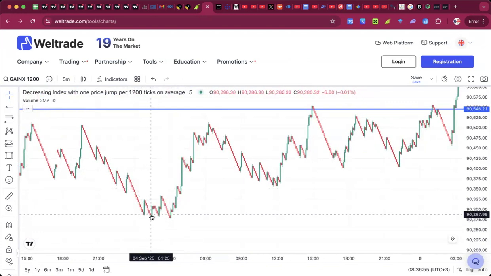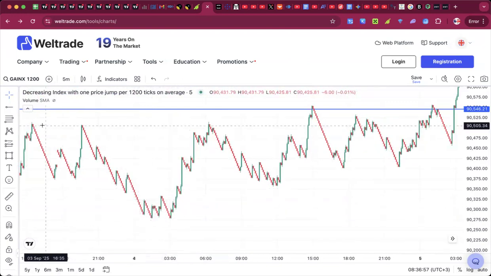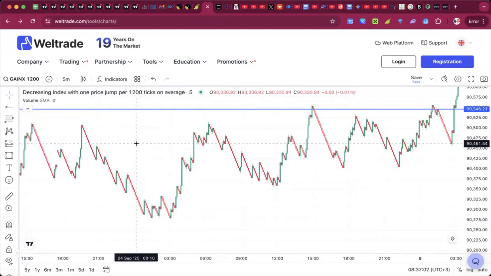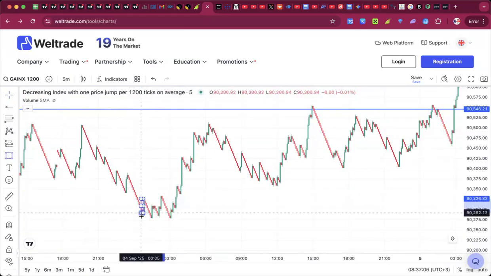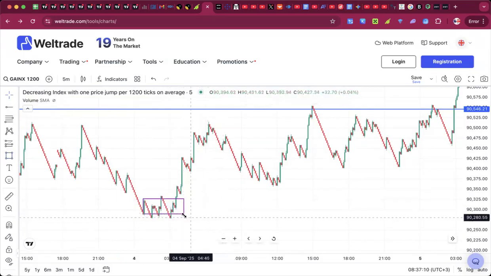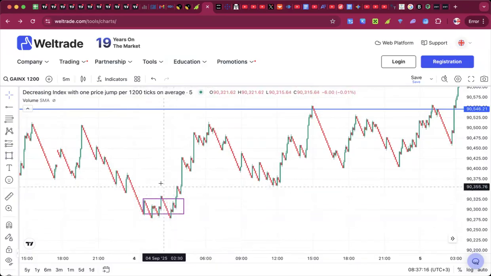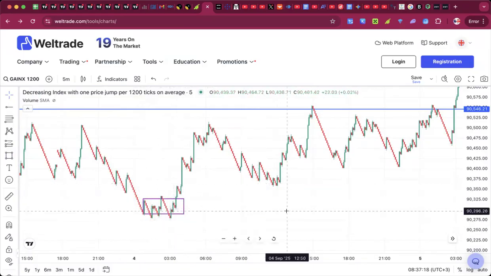Here the market came down here, so I mark both. Let me just use my box to mark both here and here. Do you understand? So what exactly was I looking for? Looking for a sweep and a break. You understand?